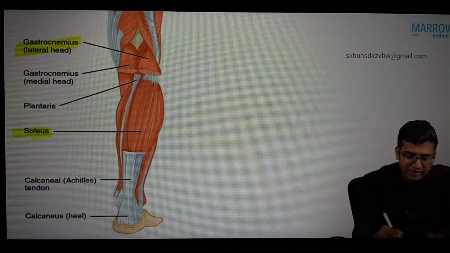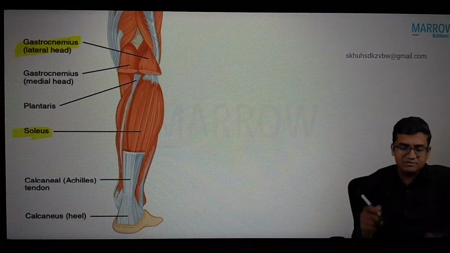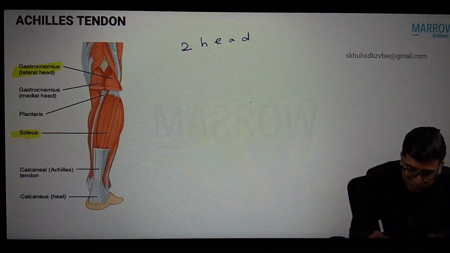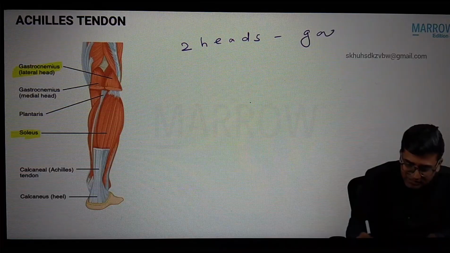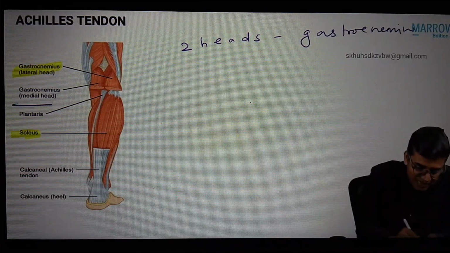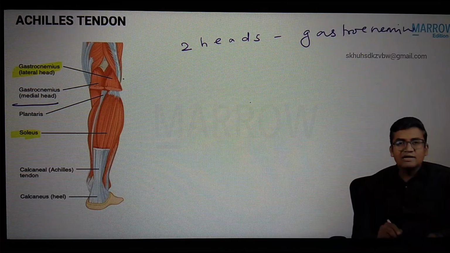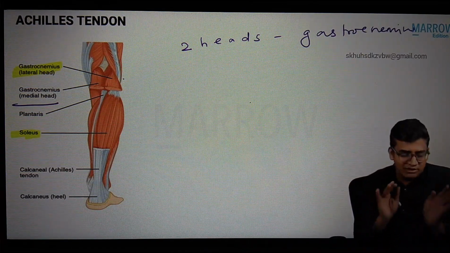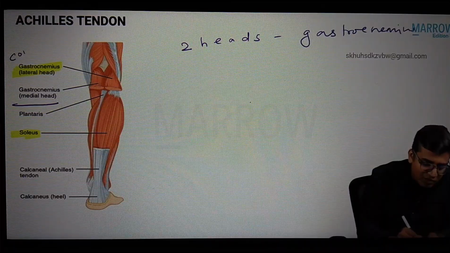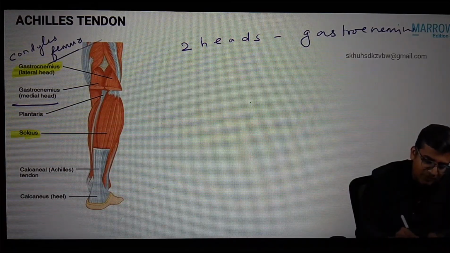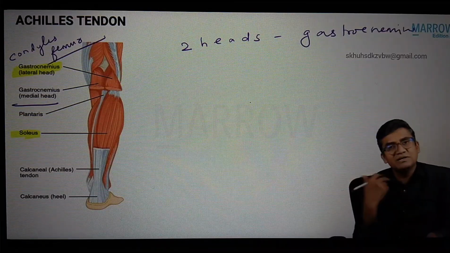Now I told you we have 2 heads of gastrocnemius muscle, the medial head and the lateral head. This is the medial head of gastrocnemius and the lateral head of gastrocnemius. Please remember some basic points about the origin. The 2 gastrocnemius heads take origin from the condyles of the femur, the lateral condyle and the medial condyle.